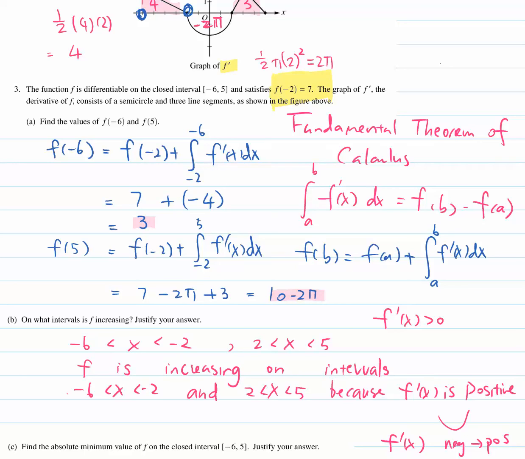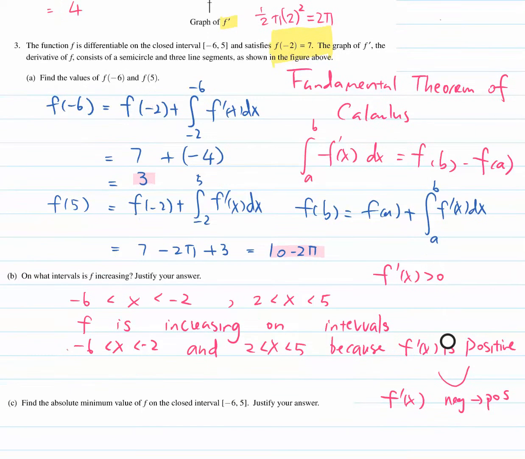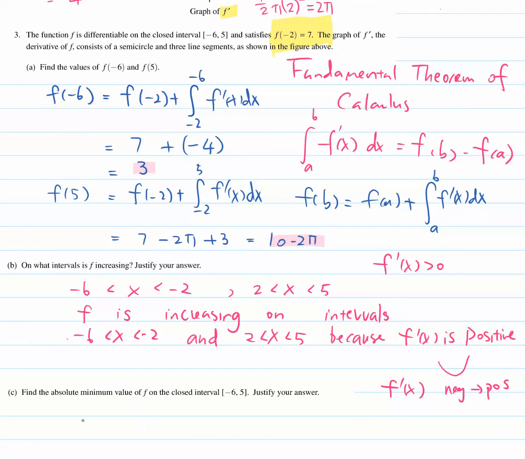So if we look at the graph again, we know that there is only one point where f prime goes from negative to positive, and I'll circle it in green. So it's this point right here where x equals -2. So to find the value, it's pretty easy here. It's just f of -2, and we can do the same thing again using the fundamental theorem of calculus.